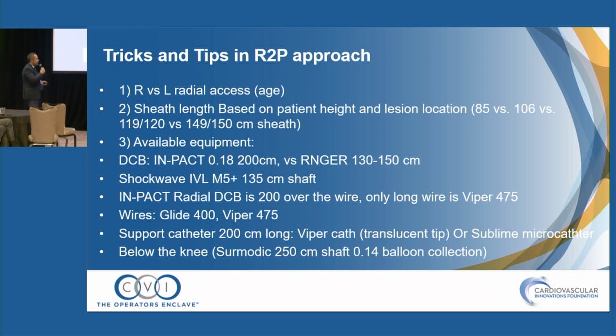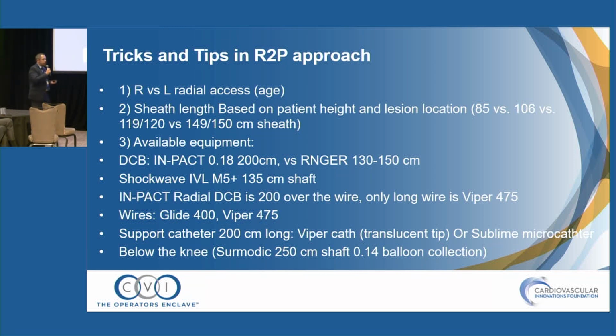For drug-coating balloon, we only had the Ranger that goes to 150 centimeter in shaft. Now Medtronic has the DCB, the 018, that's 200 over the wire, which was a game changer for us. Initially, when we did radial to peripheral, for any young patient we thought you need DCB. We always went groin or pedal because it's not fair to put a stent if you can just do a drug-coating balloon. Shockwave, it's M5 plus, that's 135, so it reaches the common femoral, proximal SFA, and iliac.